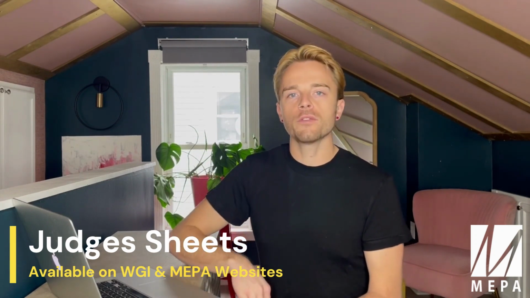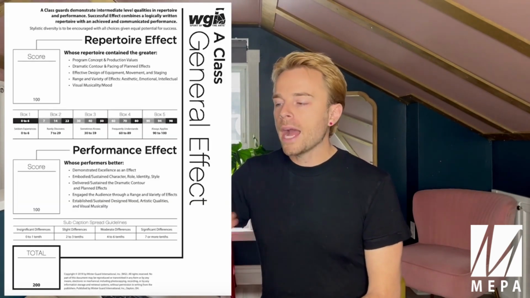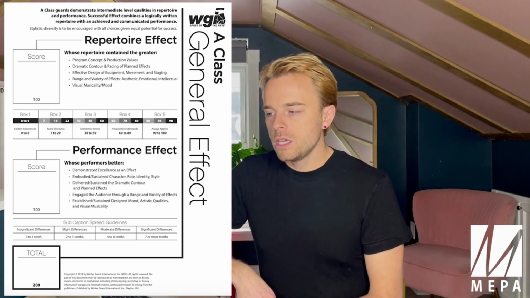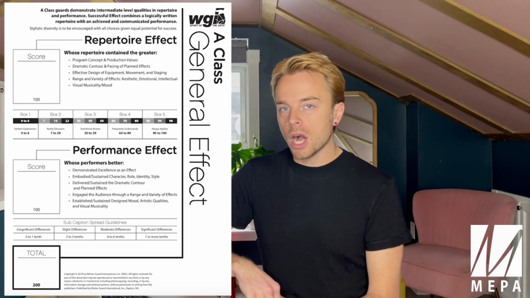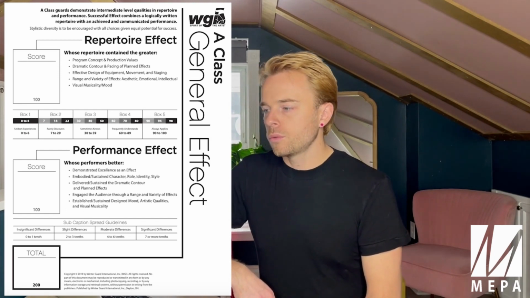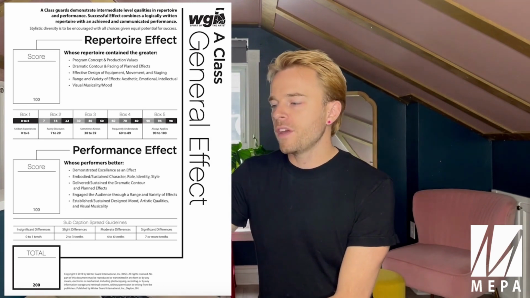And if you notice, every caption has 2 pages to the sheets. The first page is going to be more of a general overview of the caption. It includes the points of comparison. It includes the score breakdown for the different boxes. It also includes a general description of what the caption is. And we can find that right at the top here.